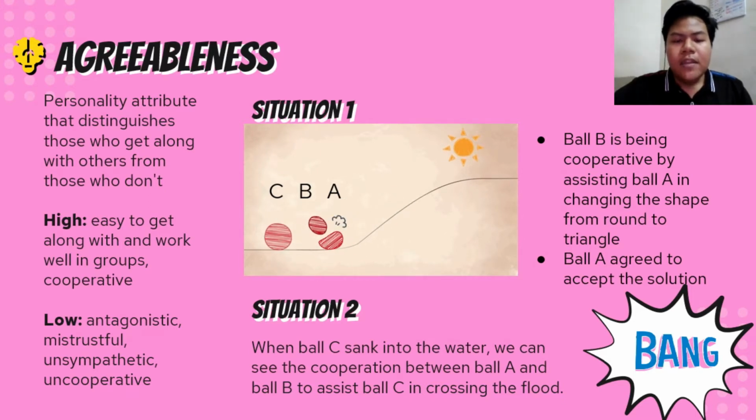They are important in positions that need good interpersonal interaction. Okay, in the video, we can see that balls A and B appear to be highly agreeable. However, ball C appears to be less agreeable. This is due to the fact that when ball A was unable to solve the difficulty, ball B was being cooperative by assisting ball A in changing the shape from round to triangle, and ball A agreed to accept the solution. On the other hand, when ball C sank into the water, we can see the cooperation between ball A and ball B to assist ball C in crossing the flood, and ball C agreed to accept the help from others instead of being antagonistic and reject the help. This demonstrates a good level of agreeableness between them.